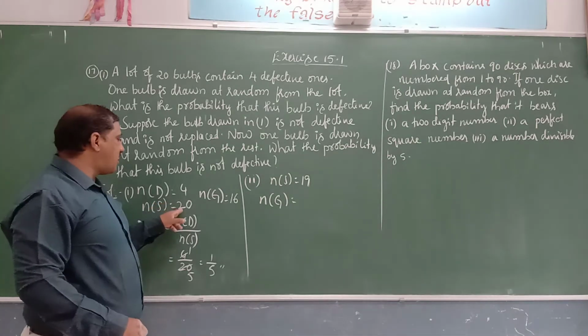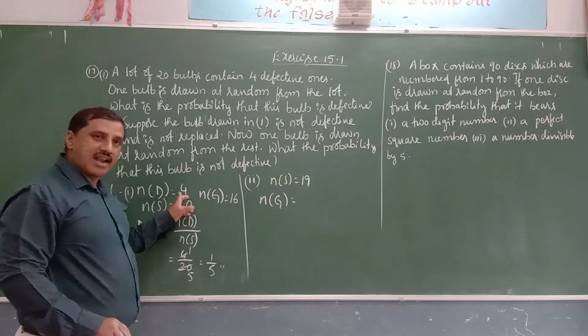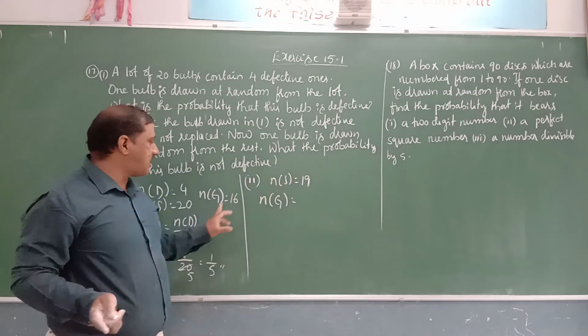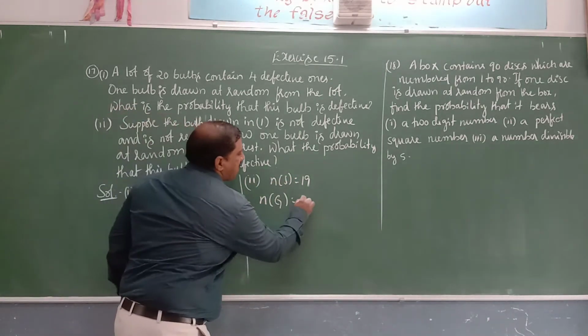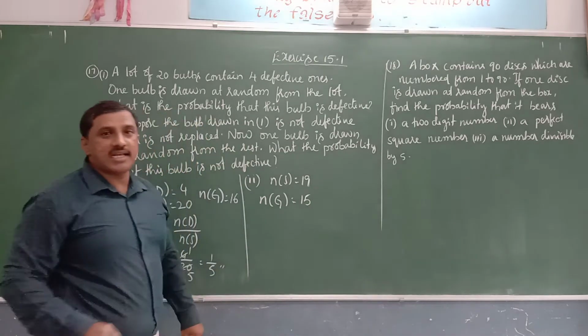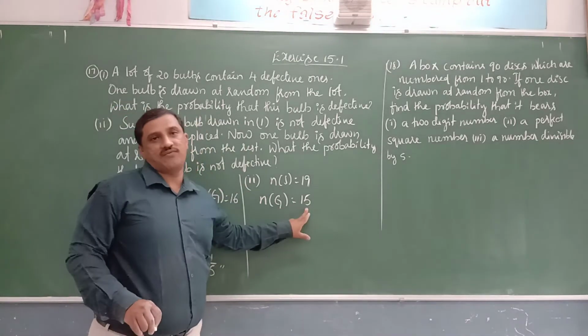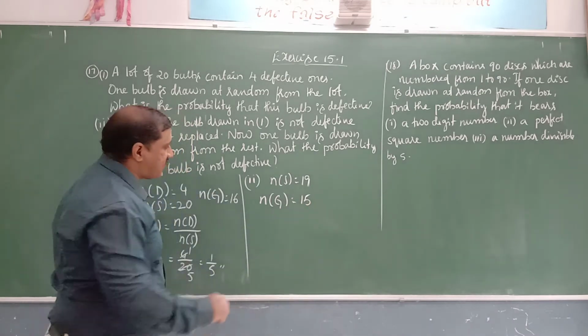So out of 20, 16 are good and 4 are damaged. One bulb is taken out. If that bulb is not defective, it is a good bulb. Therefore, the number of good bulbs is how many? It is 15. The number of bulbs which are not defective is 15.